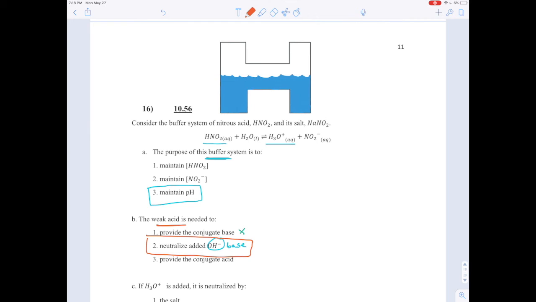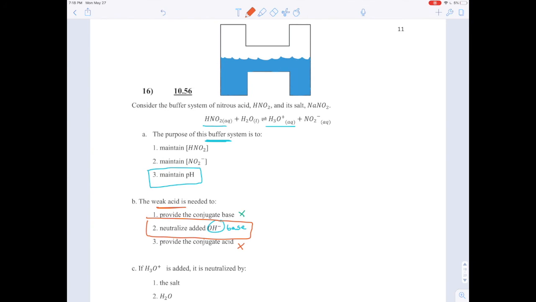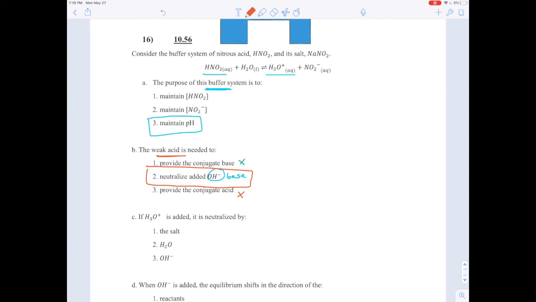To provide the conjugate acid, that just doesn't make sense. An acid wouldn't provide a conjugate acid. If it became a conjugate acid, it would start acting like a base, because it would have to gain one H+. So that third one doesn't make sense either. So there would be 2 for that.